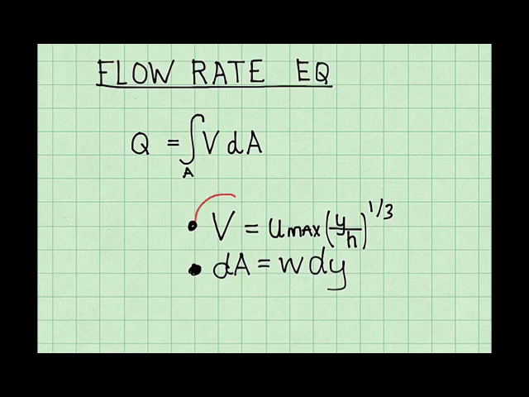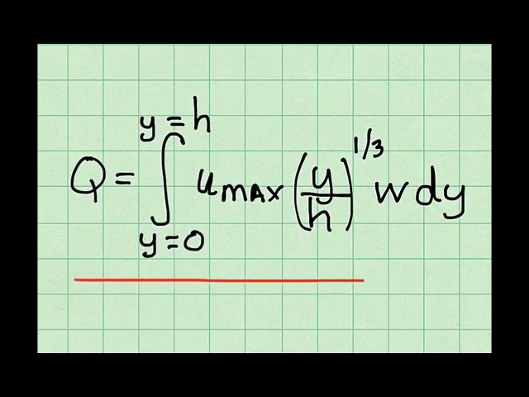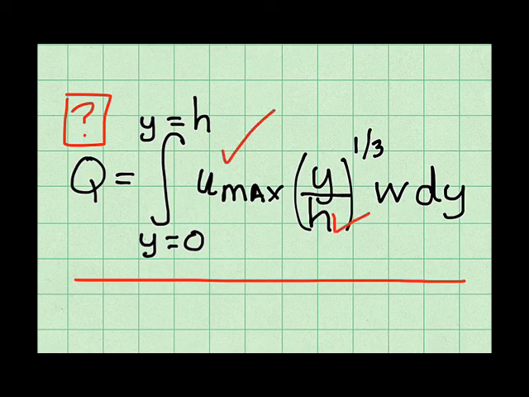So next, I'll take my equation for velocity profile and substitute it in there, and I'll take my equation for differential area and substitute it in there. Let me do this and rewrite my expression. Here's my integral after I've cleaned it up. Let me do term-by-term analysis. There's the goal. U max is known. The height of the channel is known. W is known. Y is a variable of integration, as is dy, and the limits of integration are both known.